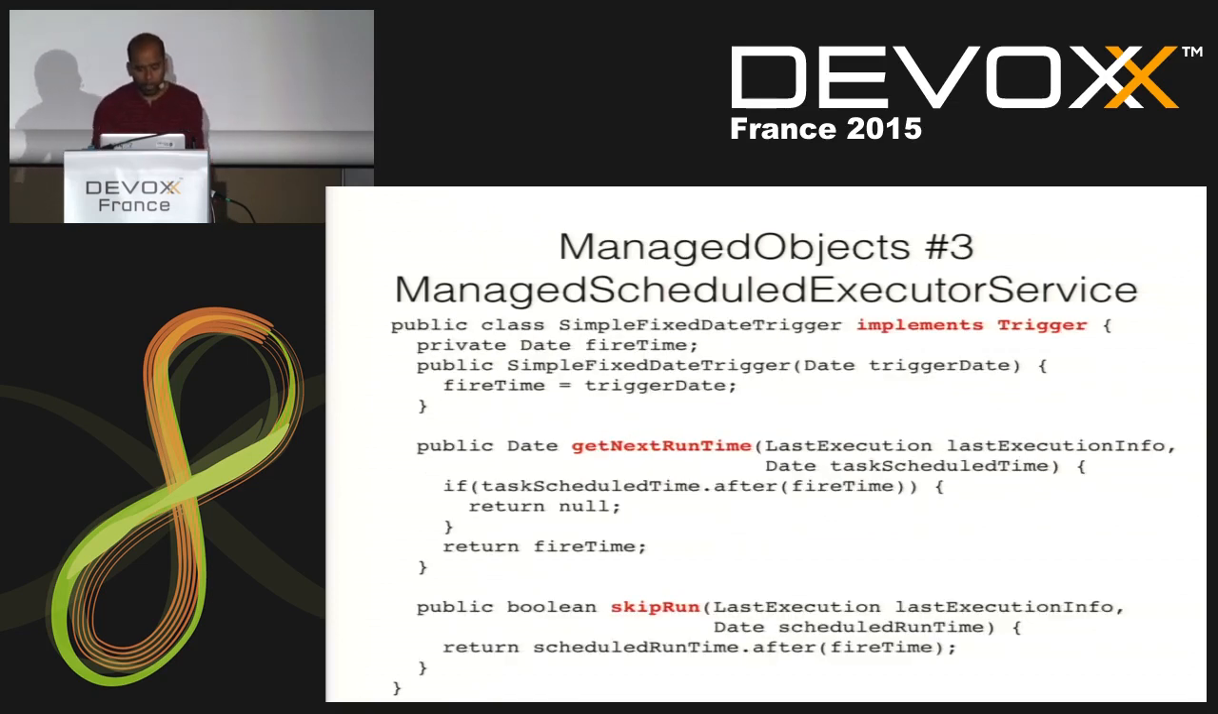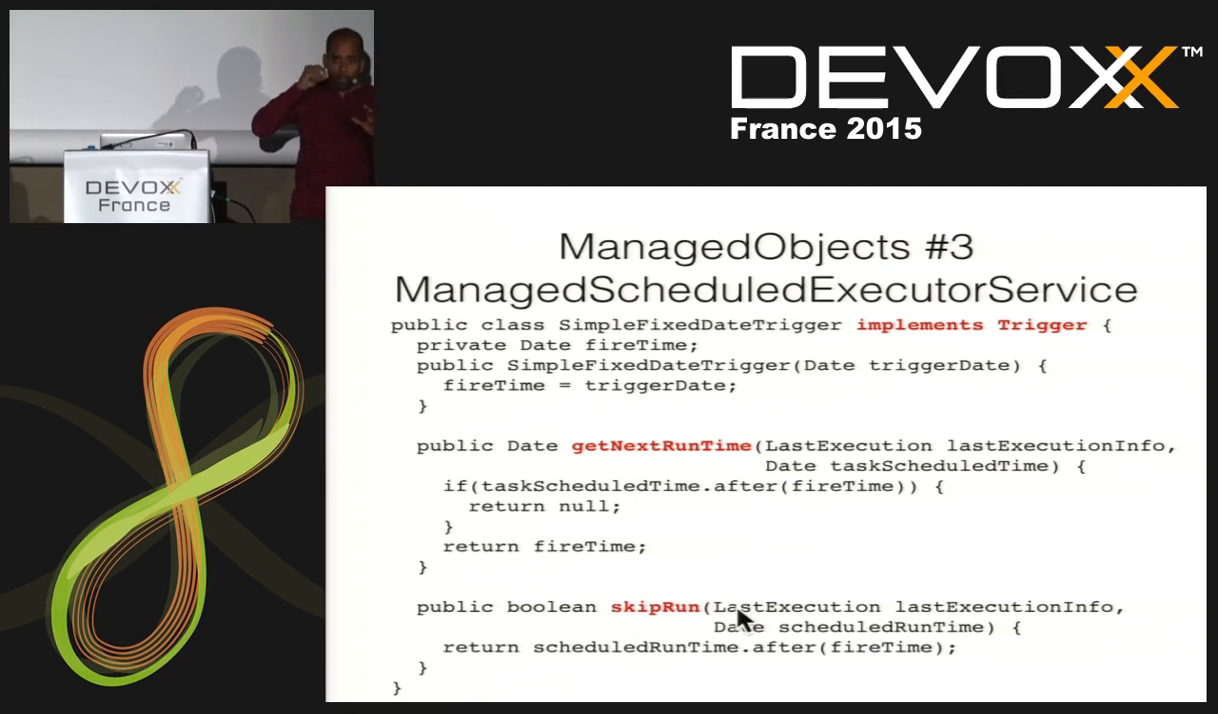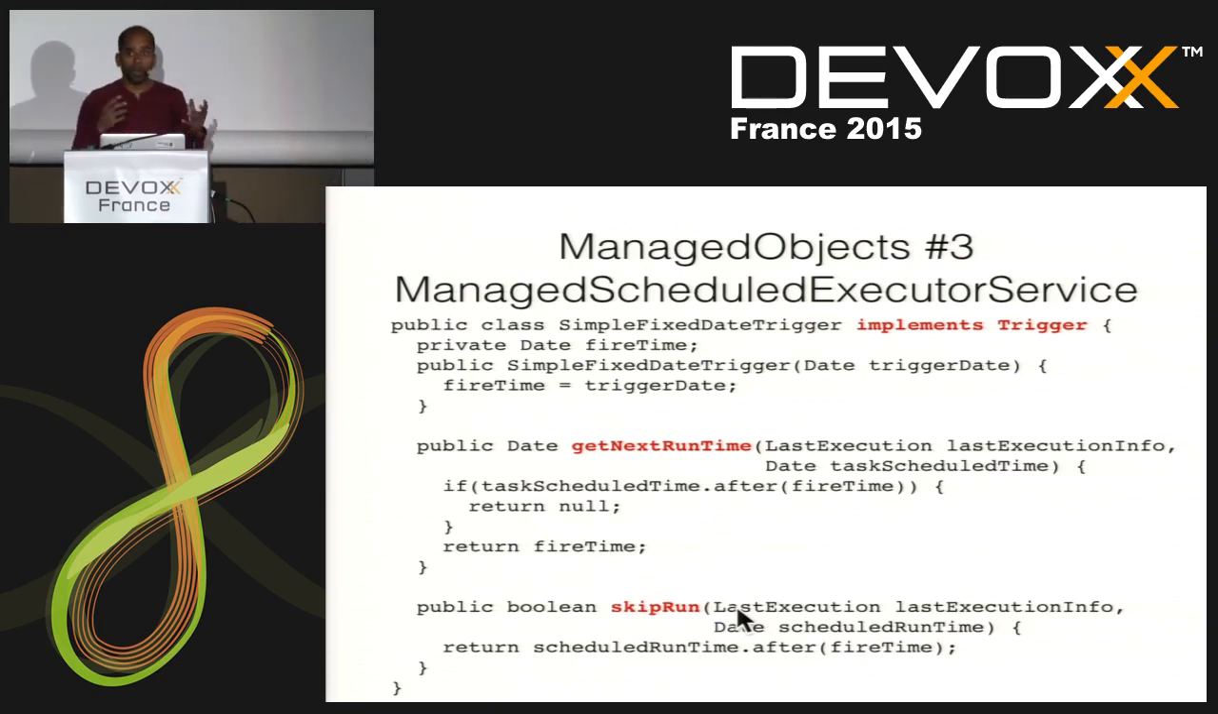So here is a slightly simpler, slightly more verbose implementation for a simple fixed date trigger. I'm having a fire time, and I'm creating a simple fixed date trigger here. All I'm saying is in getNextRunTime, if it is after the fire time, then you return null. But if it's not, then return the fire time. So that means fire it at a particular date time. And here I'm just returning skipRun based upon whether it's before or after the fire time. So this is a roundabout way of implementing a job at a particular date time, but you get the idea of how these methods could be really complex and be able to achieve that complex calendar logic as part of your algorithms.